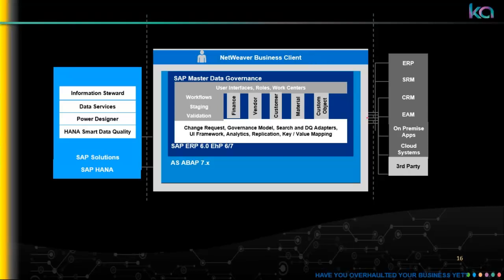This MDG box can connect to any other ERP boxes or SRM box, CRM box, EAM, on-premise, cloud, or third party. For that, there are various communication techniques offered, like SOA services for SAP and non-SAP.